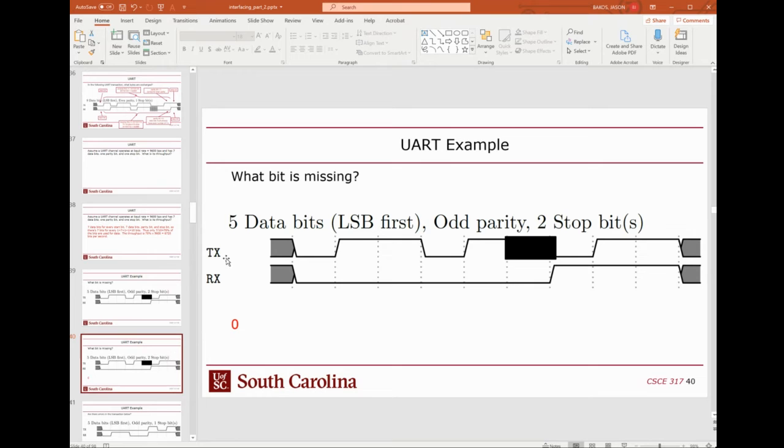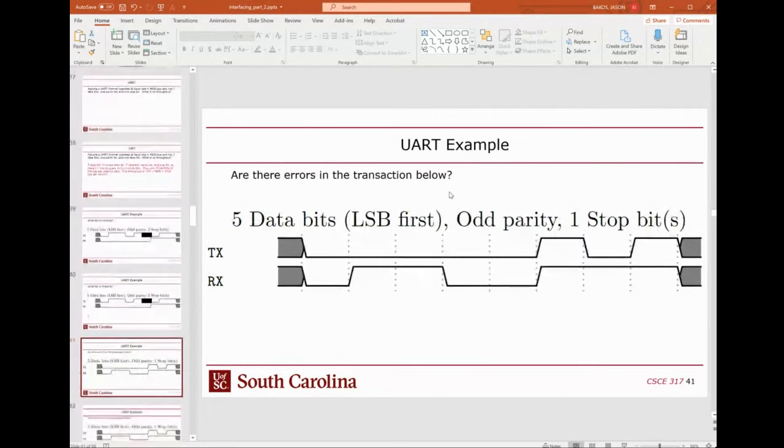If we look at the transmit side here, we've got 1, 2, 3 bits that are 1, not including the missing one, because there's 2 stop bits over here. So there's 1, 2, 3 one bits, and there's odd parity. So the missing bit must be a 0, because if the missing bit were a 1, then we'd have an even number of 1 bits, and that would violate the odd parity. Okay.